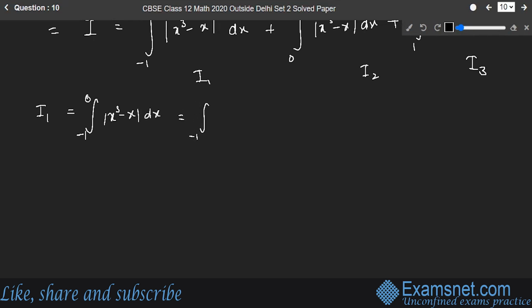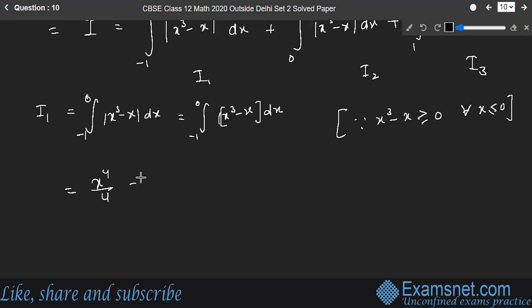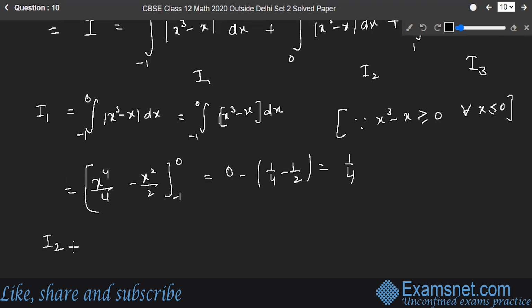This is equal to the integral from minus 1 to 0 of x cube minus x dx. See, why I have removed the mod sign is because x cube minus x is greater than 0 for all x less than 0. So this will be equal to x raised to power 4 upon 4 minus x squared upon 2, limits are minus 1 to 0. This will be equal to 0 minus of 1 by 4 minus 1 by 2, which will be equal to 1 by 4.